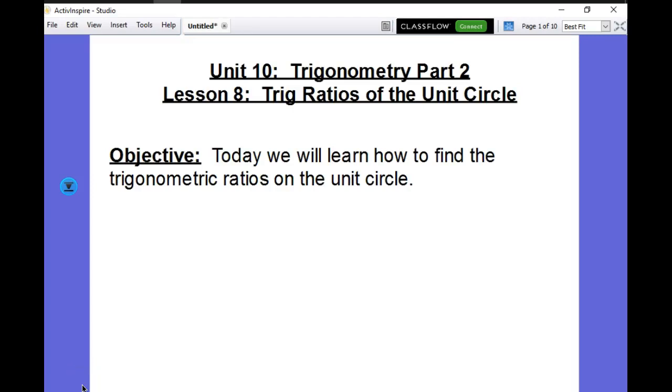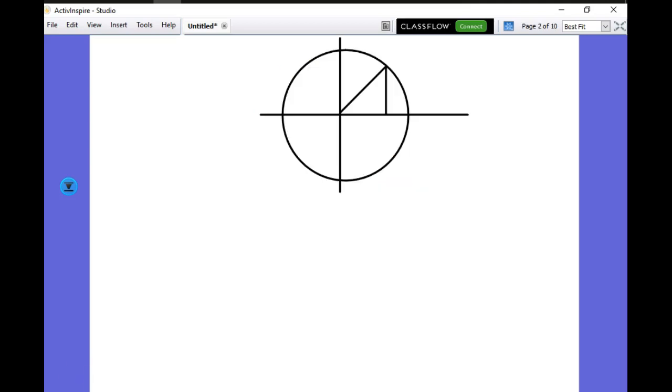All right, guys. So we're going to talk about trigonometric ratios again, but we're going to be doing it on the unit circle today. All right. So go ahead and copy that picture down there. I'll give you a moment.